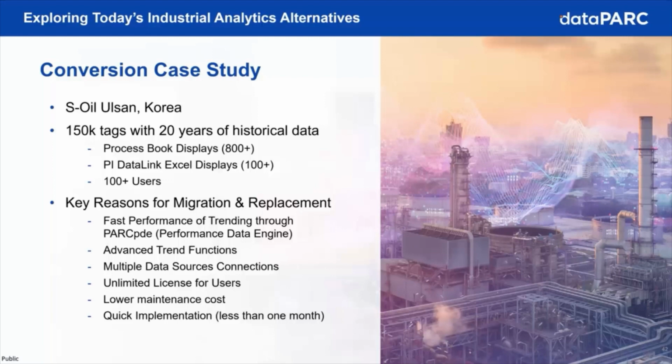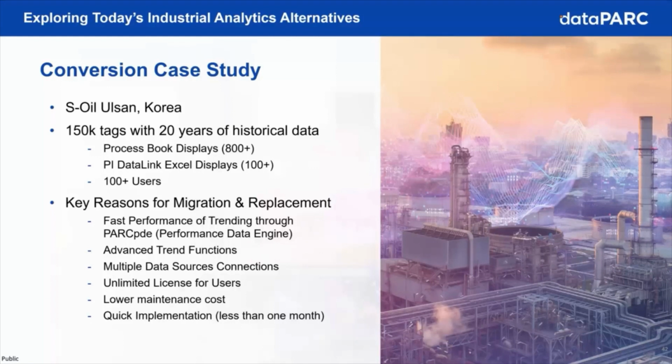So last thing we want to mention here is just a case study of one of our customers that's done a conversion and migration recently. S-Oil in Ulsan, South Korea is a fairly large facility. It has 150,000 tags with about 20 years of historical data. That ends up being over 800 ProcessBook displays, over 100 Excel data link reports, and they have over 100 users.